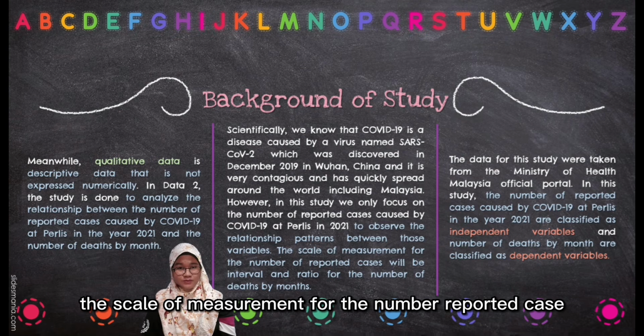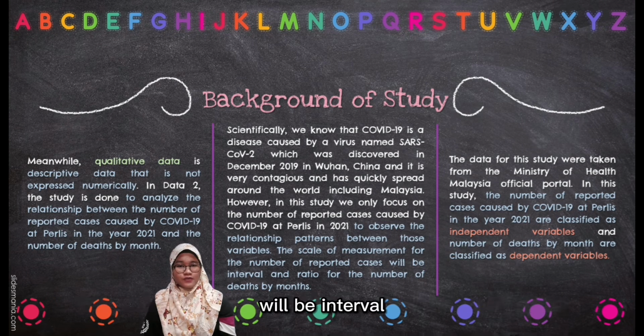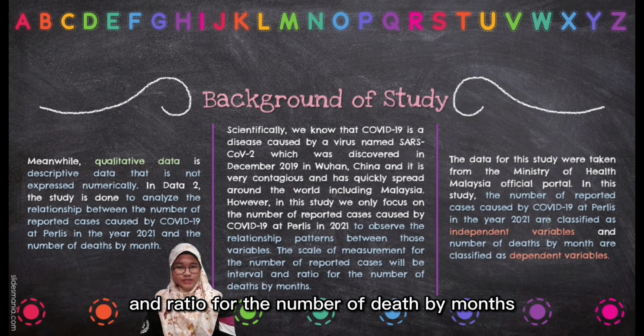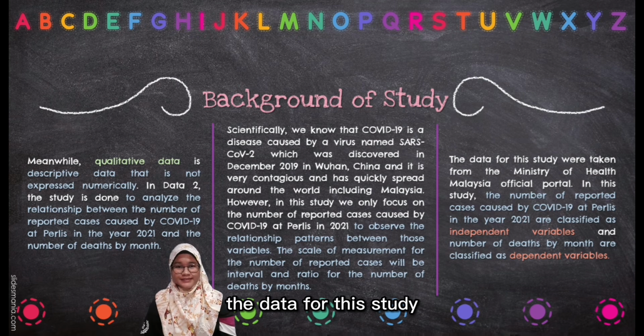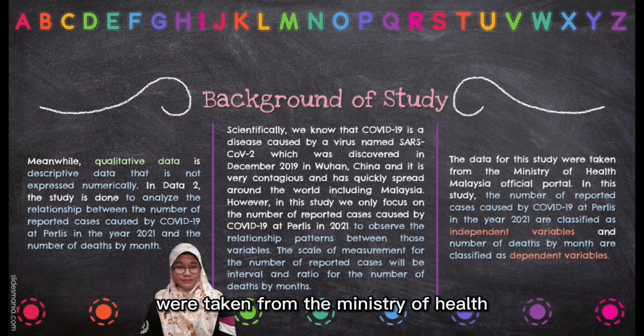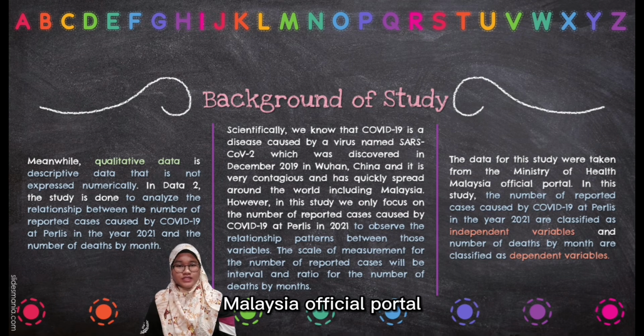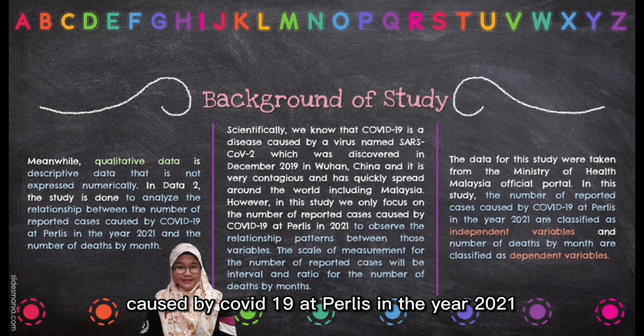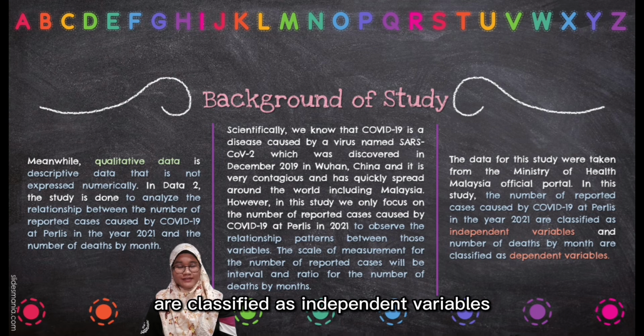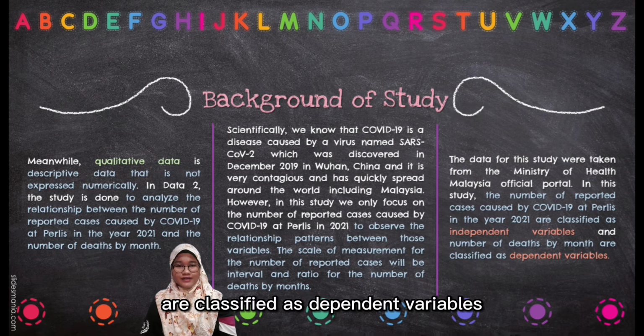The scale of measurement for the number of reported cases will be interval and ratio for the number of deaths by months. The data for this study were taken from the Ministry of Health Malaysia official portal. In this study, the number of reported cases caused by COVID-19 in Perlis in the year 2021 are classified as independent variables and the number of deaths by months are classified as dependent variables.